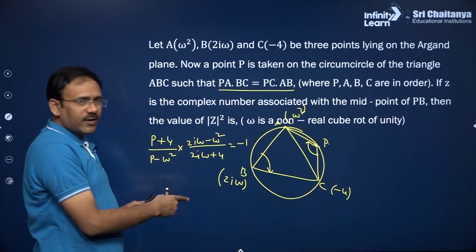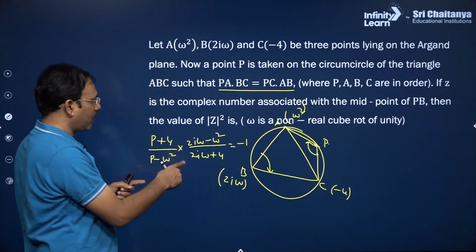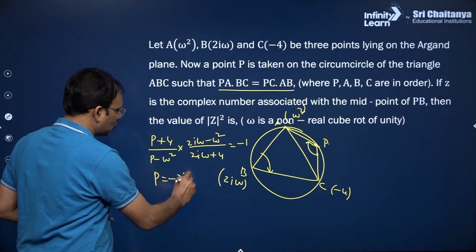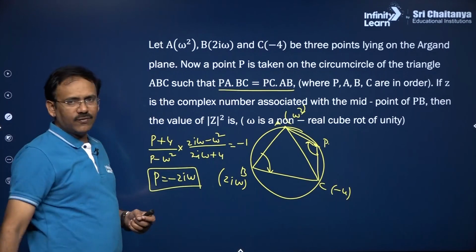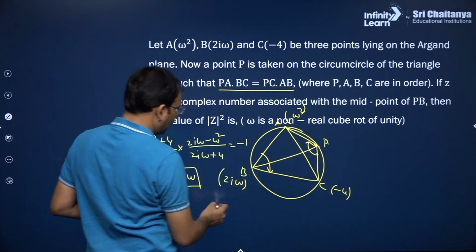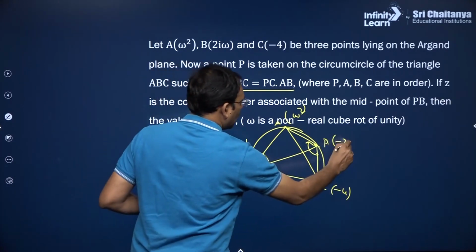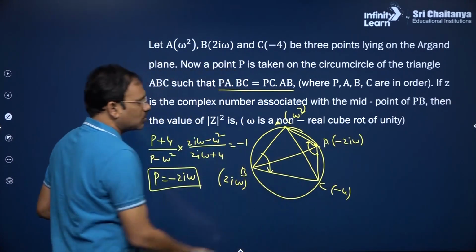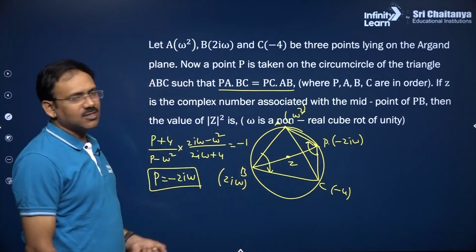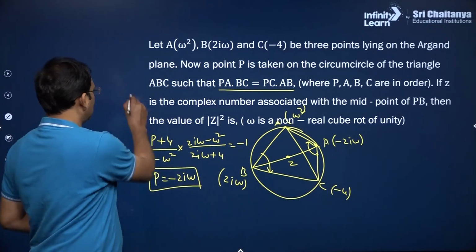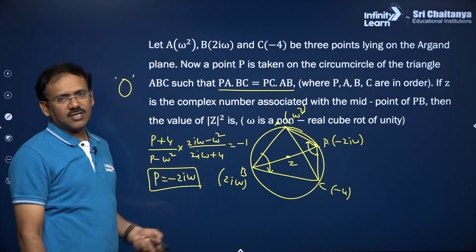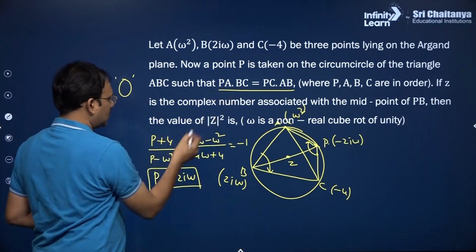If you just simplify this, my dear friends, as you know the properties of omega, after simplification you will get P is equal to minus 2i omega. You just do the simplification. Now, he is asking about the midpoint of PB. So, friend, this is minus 2i omega, the midpoint of these two is 0. 0 is going to be Z, he is asking about mod Z square. Mod 0 square is 0. So, 0 is the answer, my dear friends. So, you need to apply Coni's theorem carefully. For that, we have to use this result here.